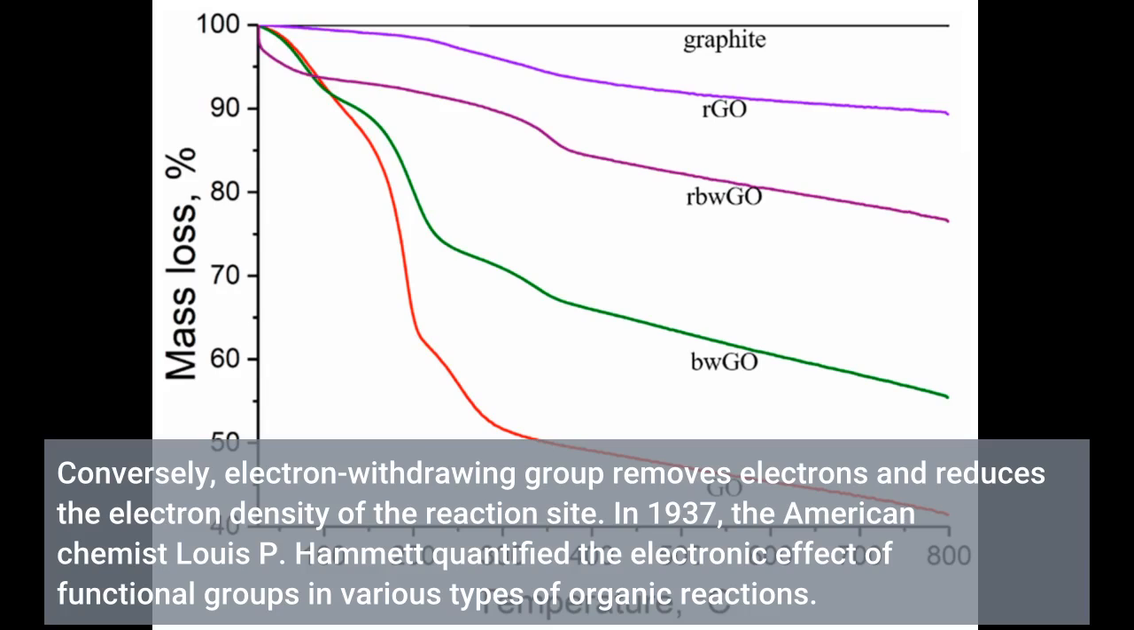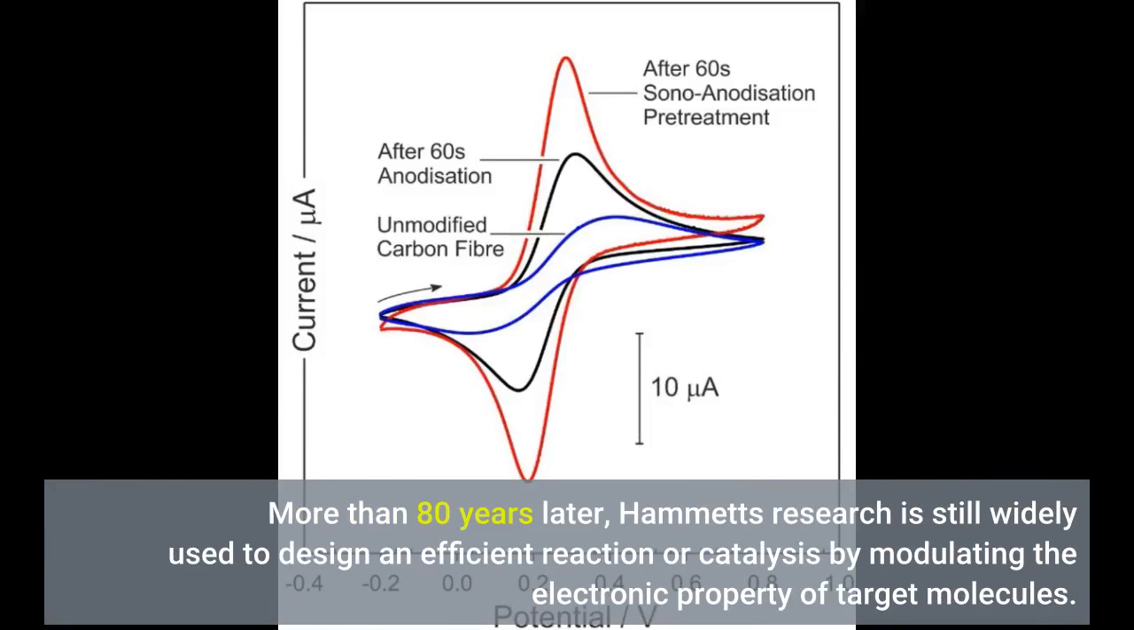In 1937, the American chemist Lewis P. Hammett quantified the electronic effect of functional groups in various types of organic reactions. More than 80 years later, Hammett's research is still widely used to design an efficient reaction or catalysis by modulating the electronic property of target molecules.